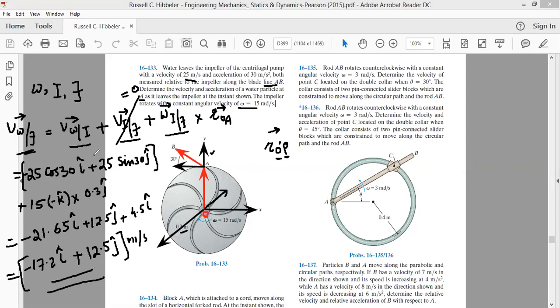So the observer on the ground will say that the water is leaving the impeller with this velocity. This is the velocity of water with respect to the impeller. Now what we have to calculate is the expression for the acceleration. So let's write down the expression for the acceleration.